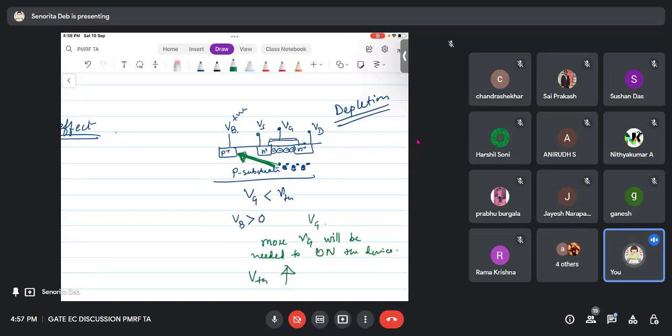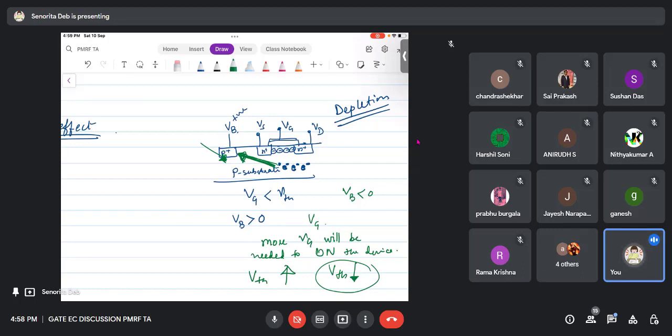Now if Vb is less than 0, what will happen? It will repel, and kind of help in reducing the Vth, but that also is not very good. We don't want the device to turn on suddenly with a very small application of Vg. And we don't want Vg to be very high, such that the MOSFET is not turning on at all. We will need more VDD to turn on the MOSFET, so we don't want that also. So there is a balance that should be there.